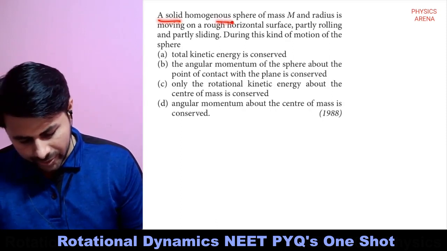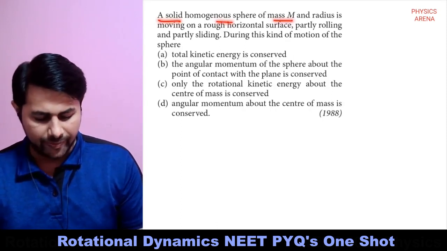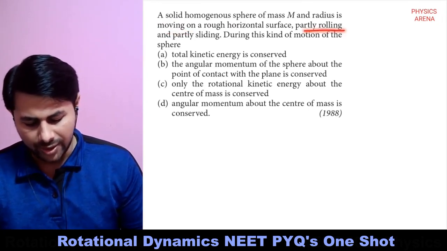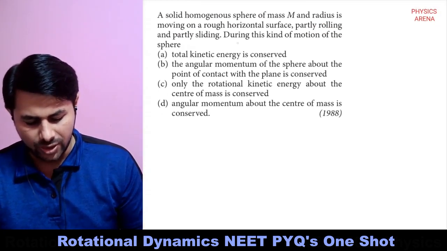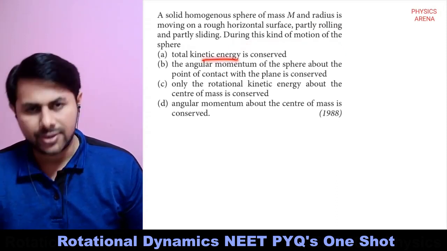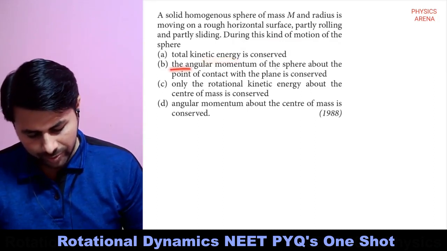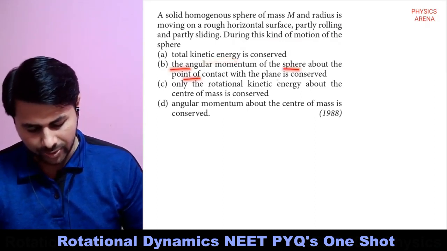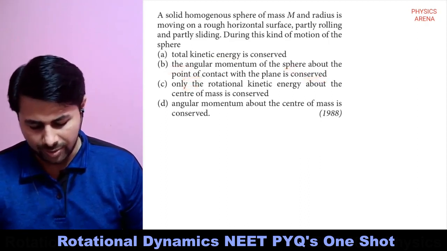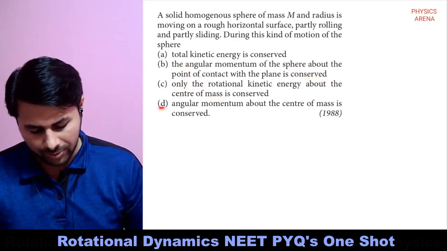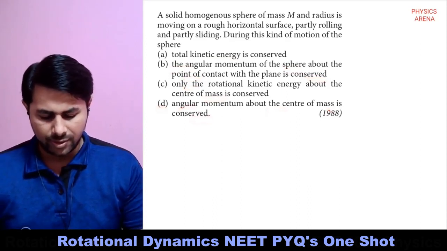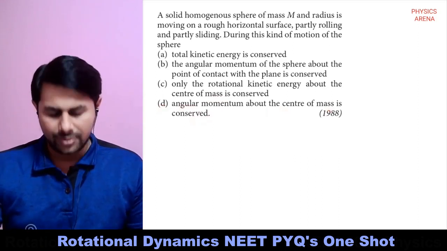A solid homogeneous sphere of mass m and radius r is moving on a rough horizontal surface, partly rolling and partly sliding. During this kind of motion of sphere, option A, total kinetic energy is conserved. Option B, the angular momentum of sphere about the point of contact with plane is conserved. Option C, only the rotational kinetic energy about the center of mass is conserved. And option D, angular momentum about the center of mass is conserved. Which one will be correct?